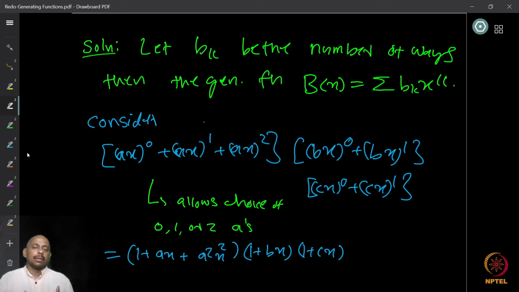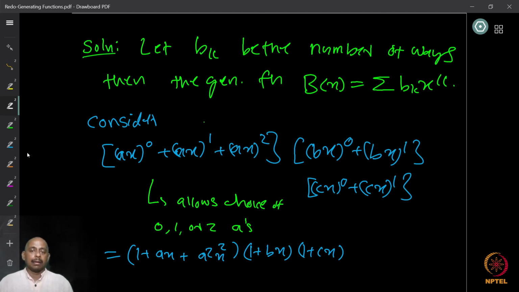Now, when I take the product of this and look at the coefficient of x raised to, let's say, k for some number, what is the x raised to k coefficient coming from? If I choose (ax) raised to 1, then (bx) raised to 0, and then (cx) raised to 1, then the exponent will be 2.